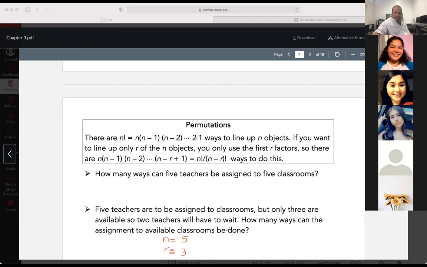Correct? Correct. So we just divide 5 factorial. So n factorial divided by 3 factorial. Not 3. What's the formula, let's say? 5 minus 3. What is 5 minus 3? 2. So 5 factorial divided by 2 factorial. It came from the only 3 available. There's only 3 available teachers.